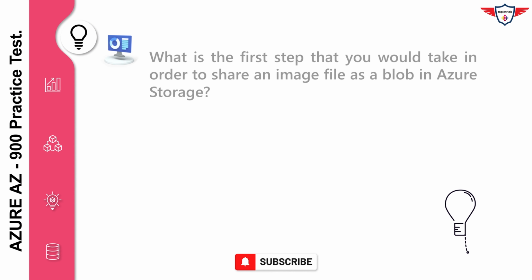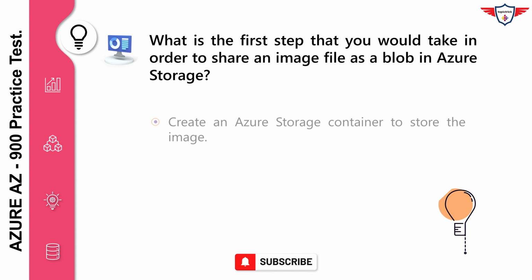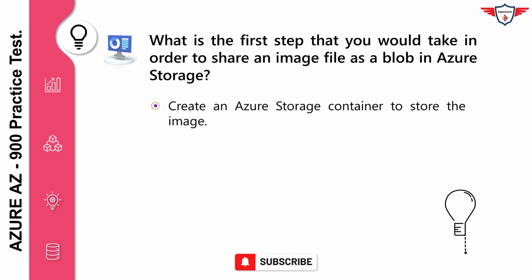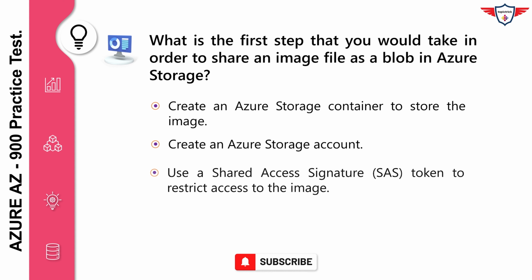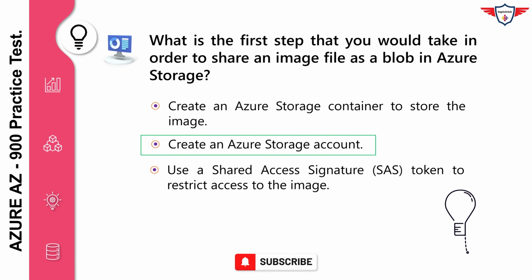Let's get started with AZ-900 exam questions. What is the first step that you would take in order to share an image file as a blob in Azure Storage? Create an Azure Storage container to store the image. Create an Azure Storage account. Use a Shared Access Signature (SAS) token to restrict access to the image. The correct answer is create an Azure Storage account. You must create an Azure Storage account before you can use any Azure Storage features.